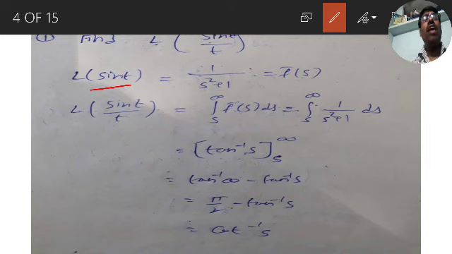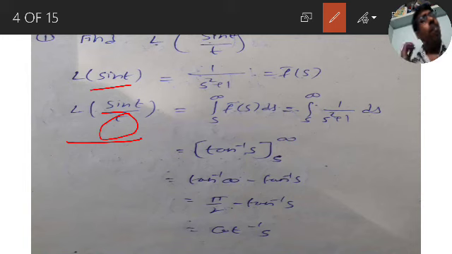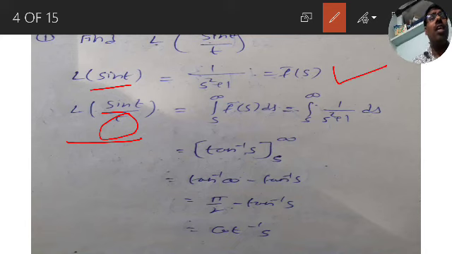Now L of sin t by t means you have to do integration. It is a division by t method. Very clearly you can identify the problem. Multiplication by t means you are going to do derivative. Now division by t means you have to do the integration. Integration s to infinity f bar of s into ds. What is f bar of s? Integration s to infinity 1 by s square plus 1 into ds.